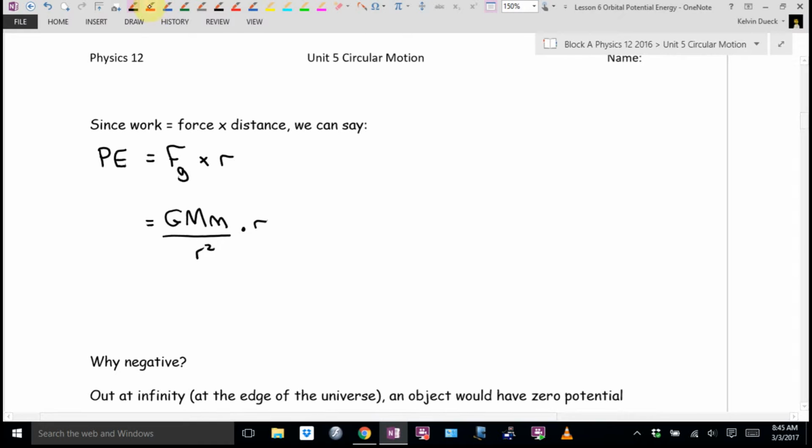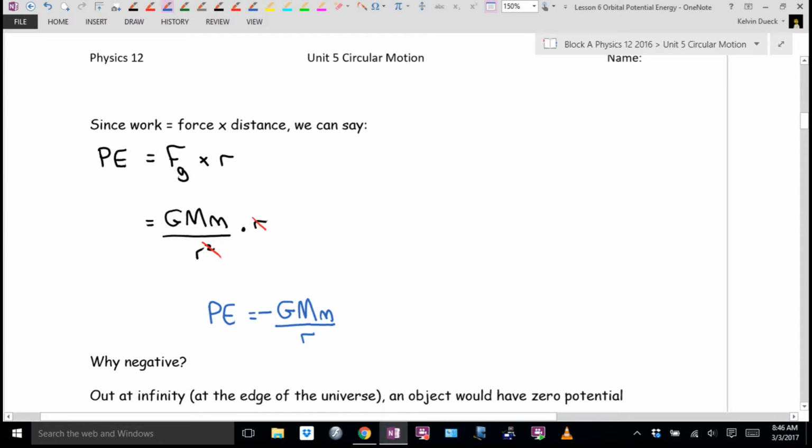Yeah, one of the r's cancels. And so this gives us our equation for cosmic potential energy. PE equals, leave a space, we're going to add something in just a second, but it's big G, big M, little m, not over r squared, just over r. But here's what we have to add. It's negative.